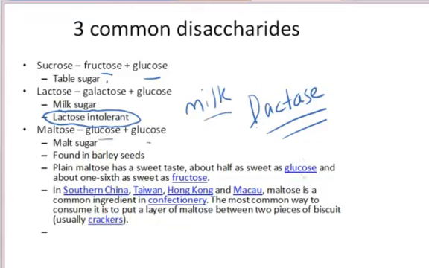And then it's not as sweet, but this maltose is used as a sweetener in Asian countries. And the most common way to consume it is to put a layer of it between two pieces of biscuit, like crackers. Although we may not be quite as familiar with it here in the western part of the world, in the eastern part of the world, this particular disaccharide is used as a sweetener. We use sucrose. Maltose is used in other parts of the world as a sweetener.